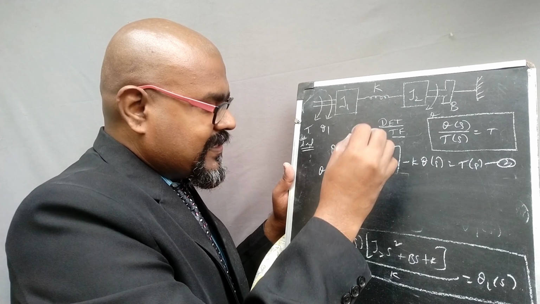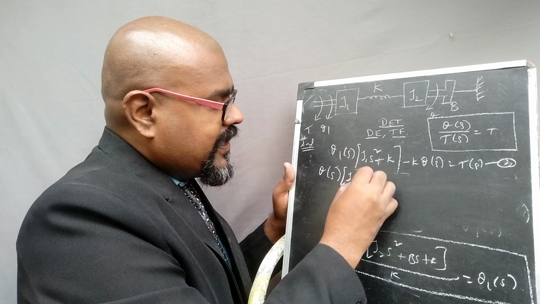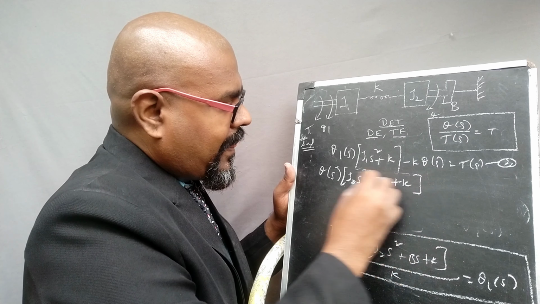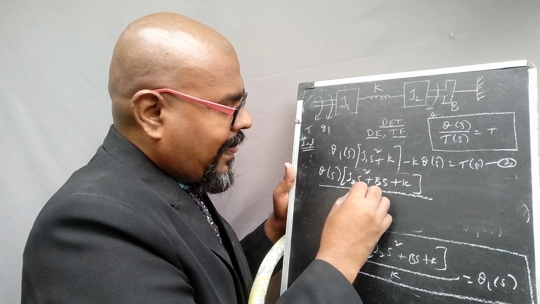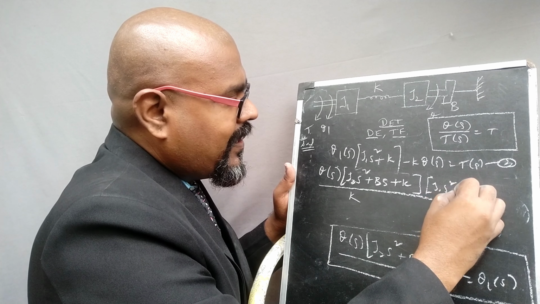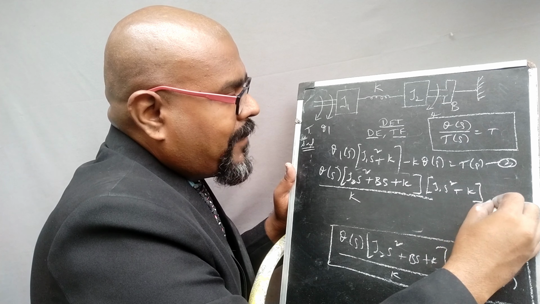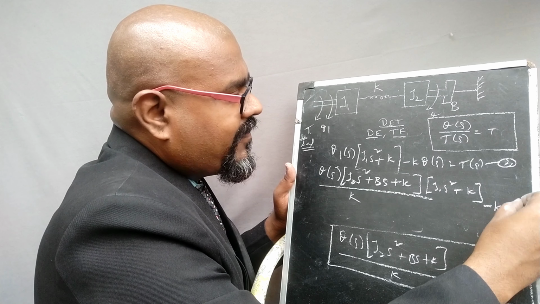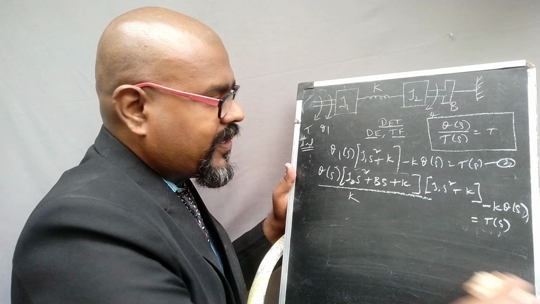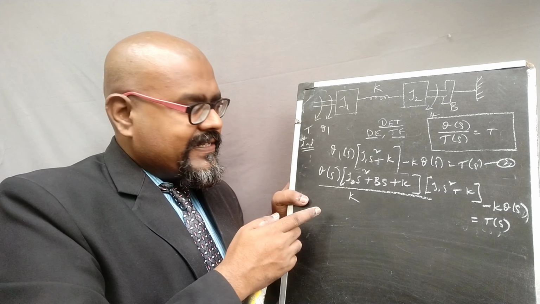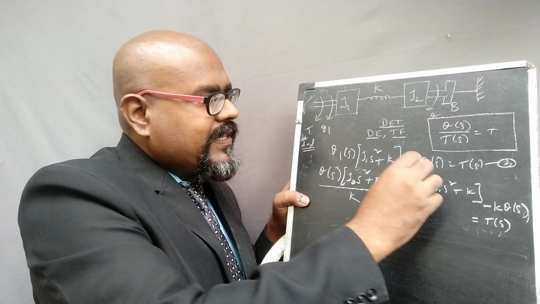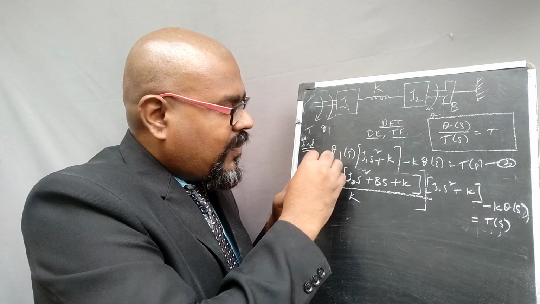Then theta of s into (J2 s squared plus b s plus k) divided by k, and this particular term also having (J1 s squared plus k) minus k into theta of s is equal to capital T of s. I just erase this now and wrote it. So what I did is substitute the theta 1 of s value here, and this is the value of theta 1 of s actually.